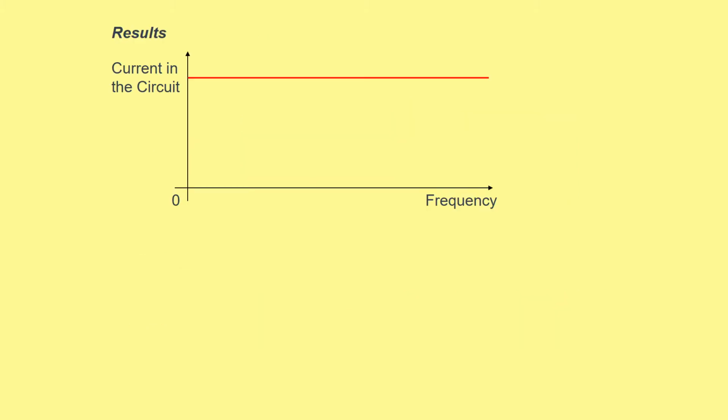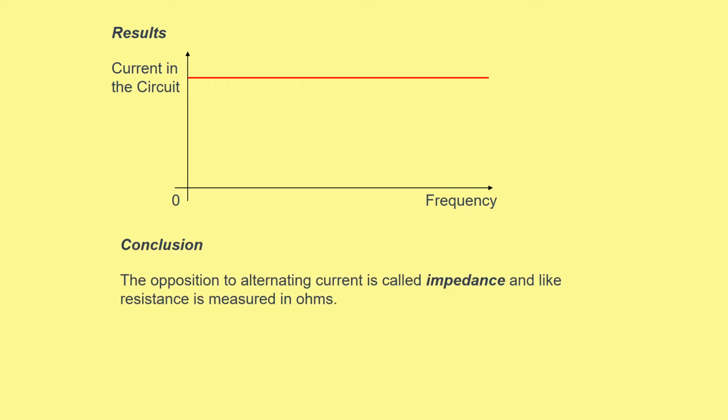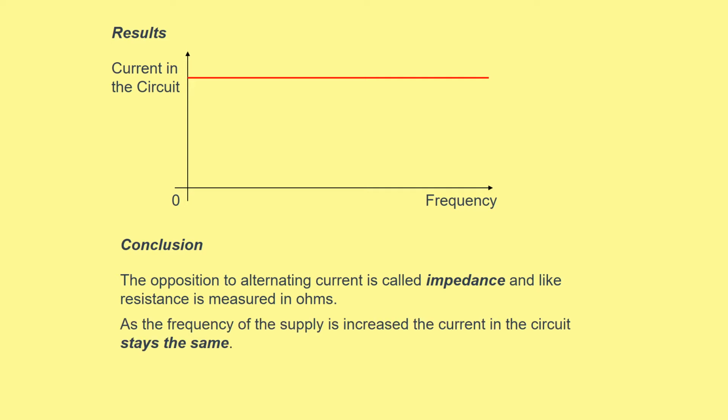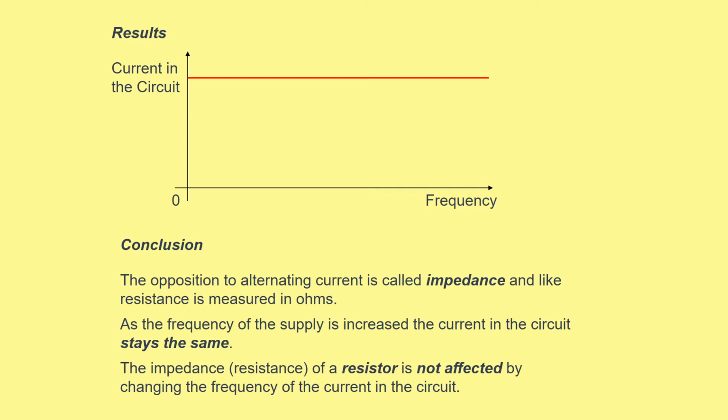If we do this, we can see that the current remains constant within the resistor circuit, irrespective of the value of frequency. The opposition to the alternating current is called impedance, and like resistance is measured in ohms. As the frequency of the supply is increased, the current in the circuit stays the same. And that's because the impedance of a resistor is not affected by changing the frequency of the current in the circuit.